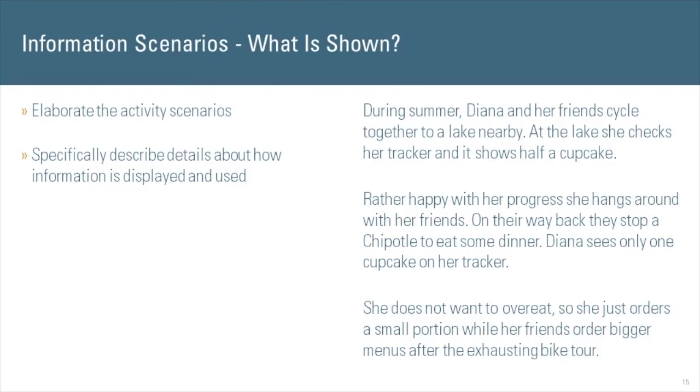On their way back, they stop at a Chipotle to eat some dinner. Diana sees only one cupcake on her tracker. She does not want to overeat, so she just orders a small portion while her friends order bigger menus after the exhausting bike tour. What would you say to cupcakes as an information unit to show your progress during the day for fitness trackers or step counts?